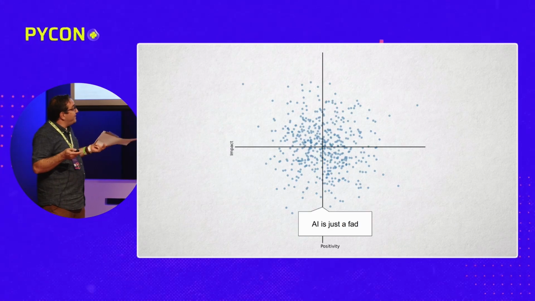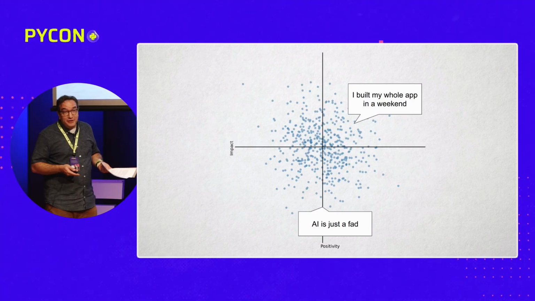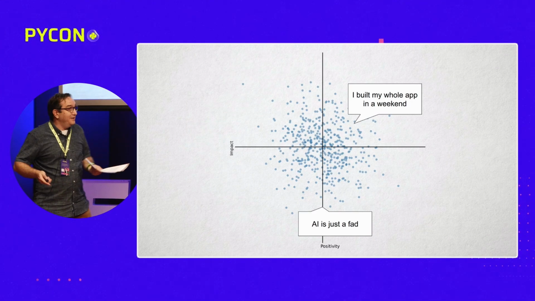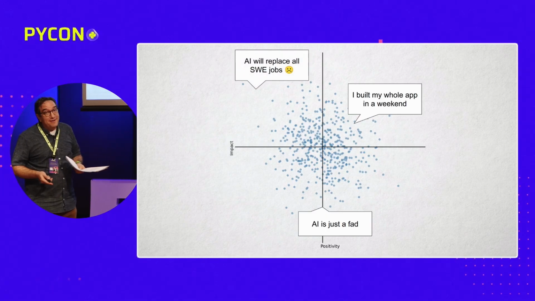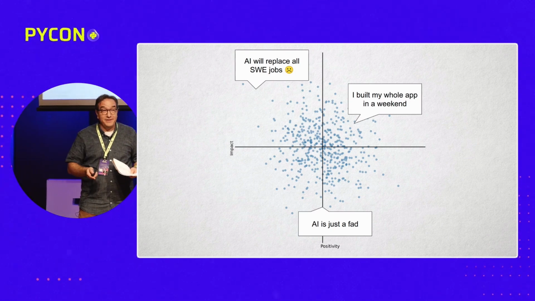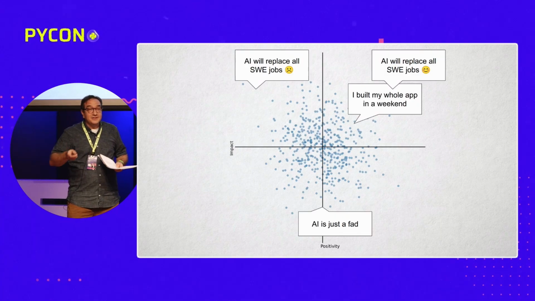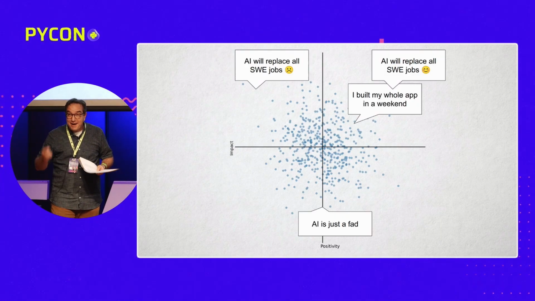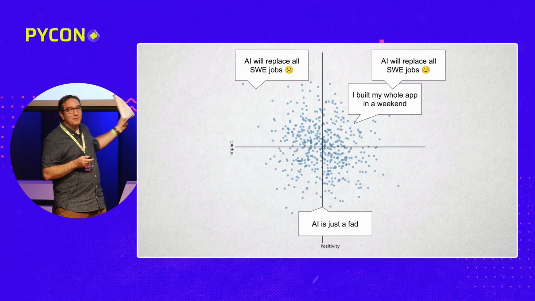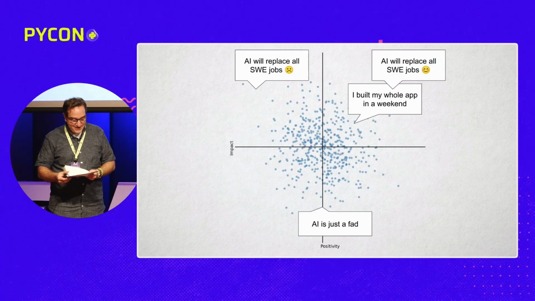So AI is just a fad, like probably not going to have a whole lot of impact. Over here is, I built my whole app in a weekend. This is kind of like the vibe coder opinion, right? Over here we have AI will replace all software engineering jobs, frowny face. And over here we have AI will replace all software engineering jobs, happy face, right? The emoji's doing a lot of work there, and I think tells you more about the person saying the thing than really what LLMs can do, right?